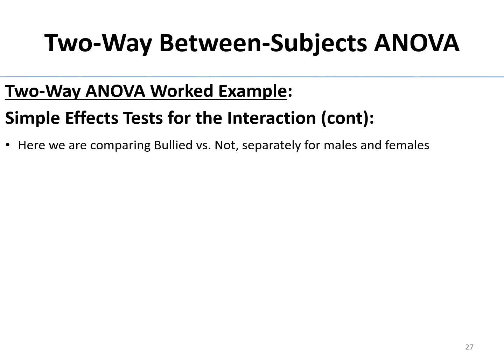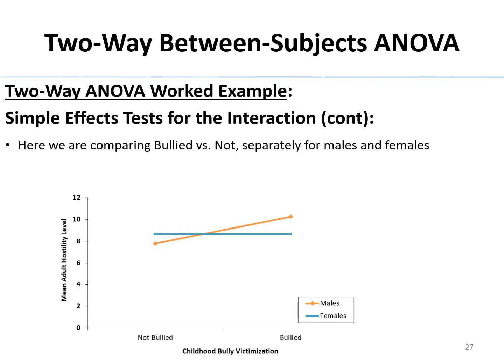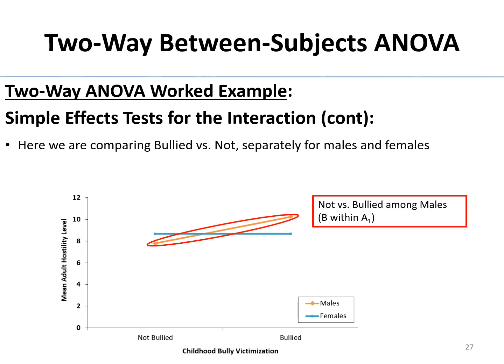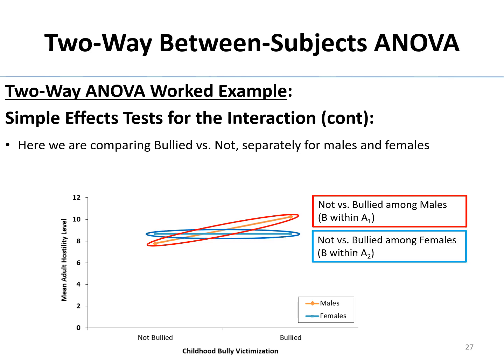So let's keep with our theme of simple effects test for the interaction. So here we are comparing those who are bullied versus those who are not bullied. And we do that separately for males and females. So it's bullied males versus not bullied males, bullied females versus not bullied females. There's our plot we've seen multiple times. So along the lines here would be, all right, so we're going to compare not bullied and bullied among males. I think I actually told them to go with this because of the code we were using. But anyway, so that is one simple effects test. There's also another one. So it's going to compare not bullied and bullied among females.